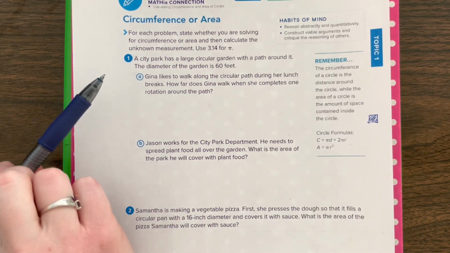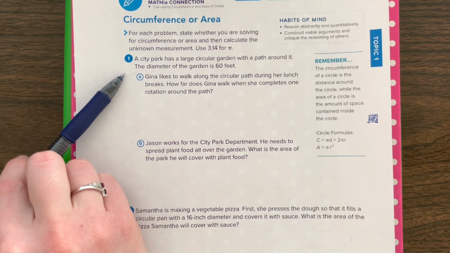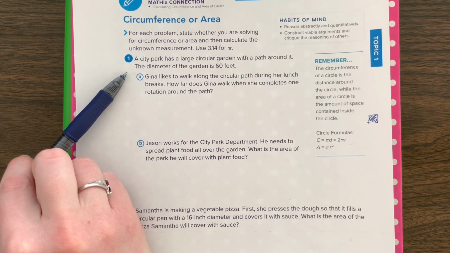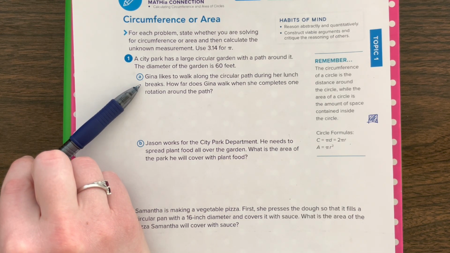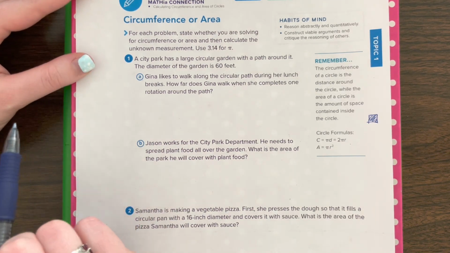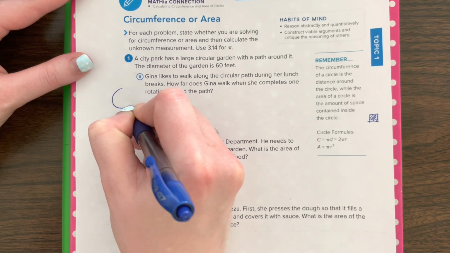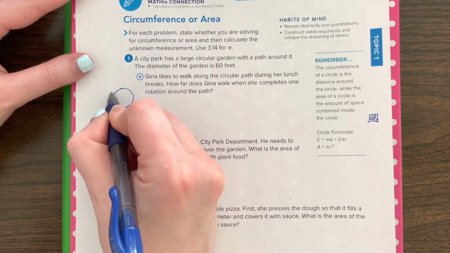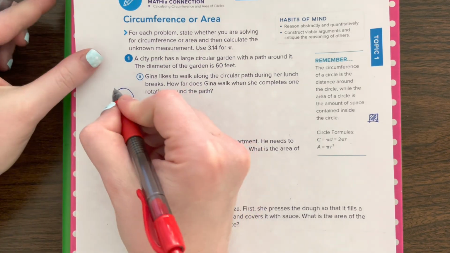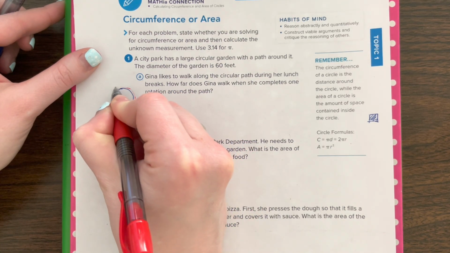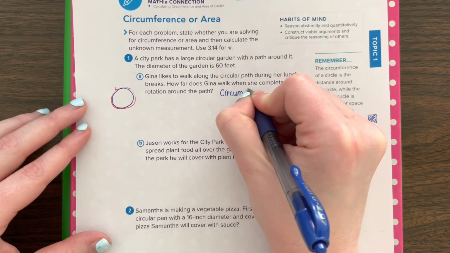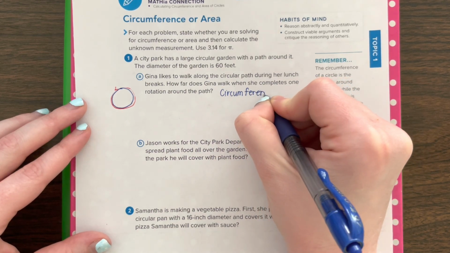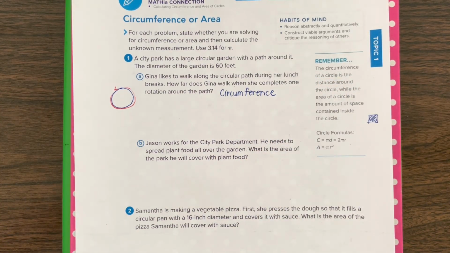Okay, so number 1, a city park has a large circular garden with a path around it. The diameter of the garden is 60 feet. Gina likes to walk along the circular path during her lunch breaks. How far does Gina walk when she completes 1 rotation around the path? So if we had our circle here, Gina is walking around the circle. So if she's walking around the circle, that means that we are going to be finding the circumference.